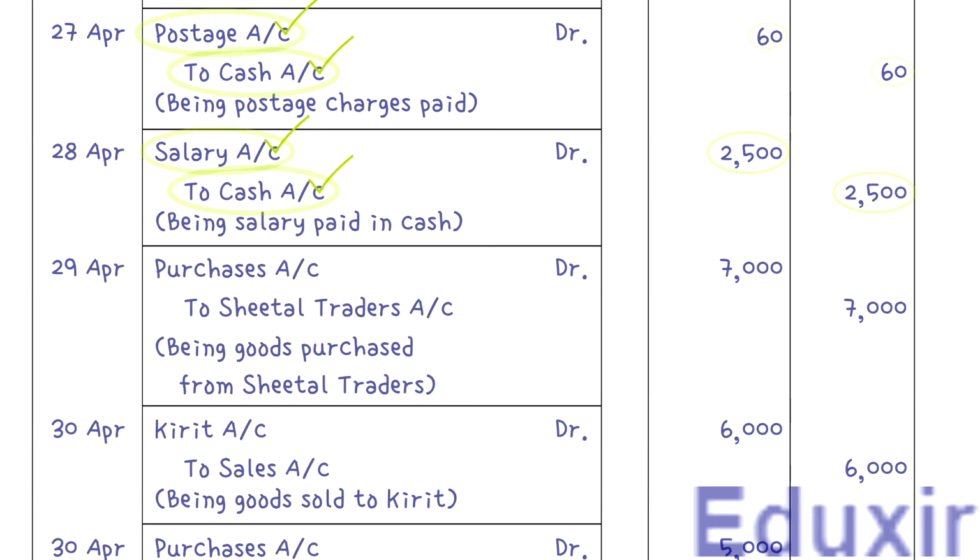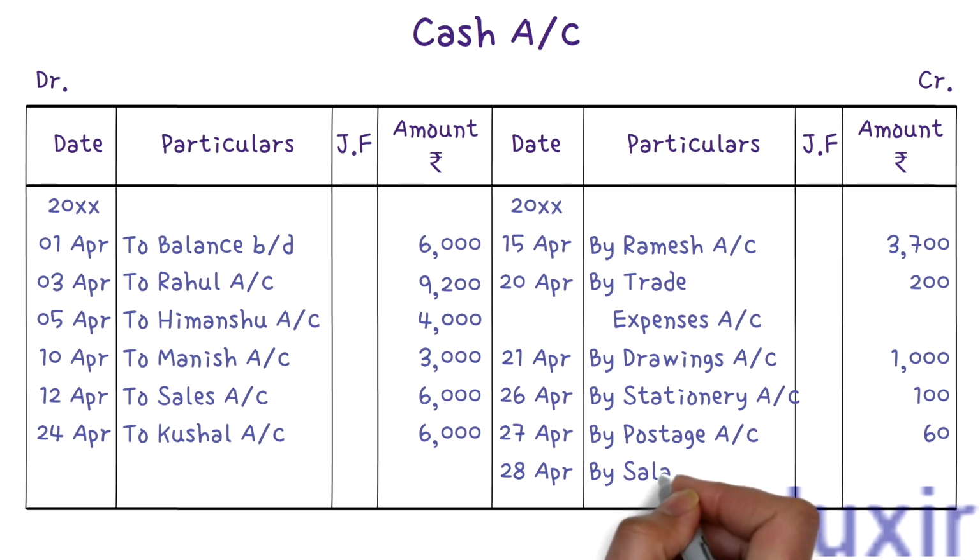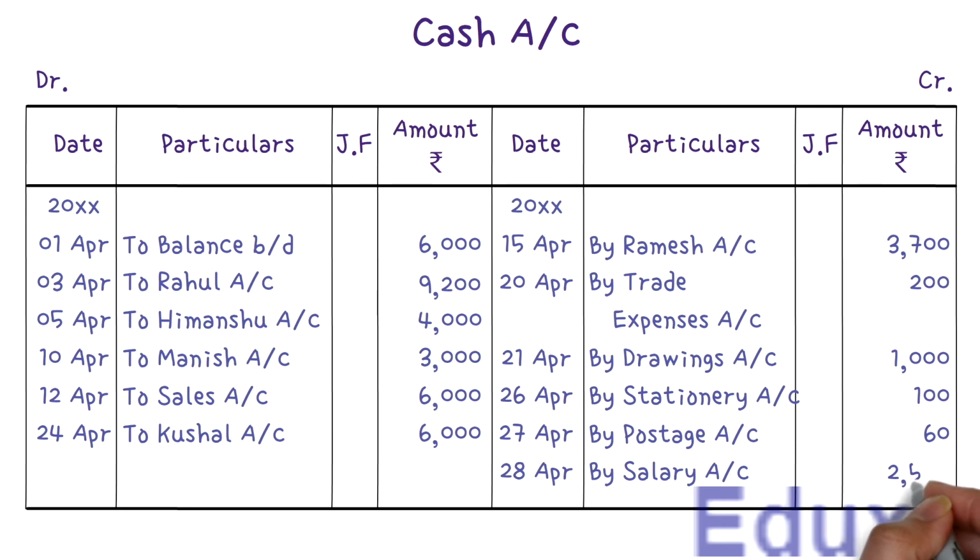As we already have cash account, let us now post this entry into that account. Let us first write the date. Let us then write by salary account into the particulars column. Let us then write the credit amount of 2500 rupees in the amount column. With that, we have completed the posting of this journal entry into cash account.